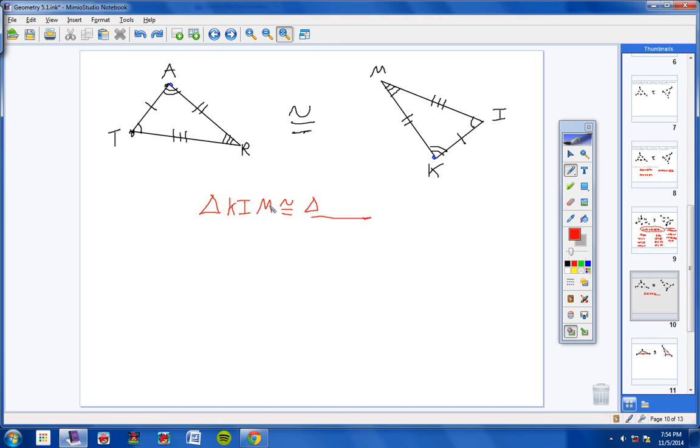So here we go. K was first. And K has 2 marks. So which angle has 2 marks over here? A does. So A is going to come first, okay? Now the second angle over here is angle I. Angle I has 1 mark. So what angle over here has 1 mark? T. So next would come angle T. And the only angle left would be R. Okay? So there we go. Triangle KIM is congruent to triangle ATR.